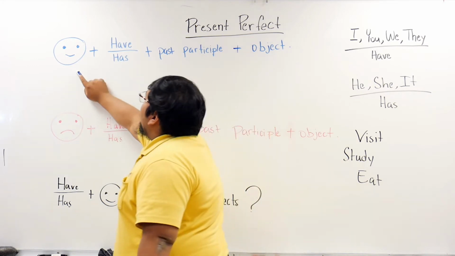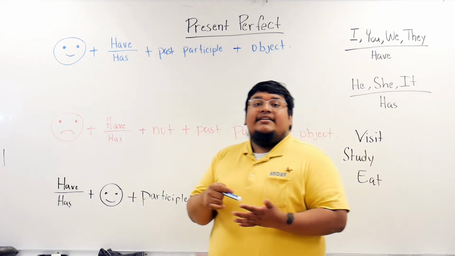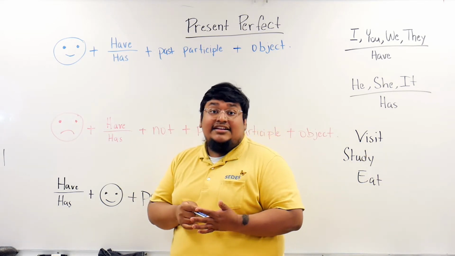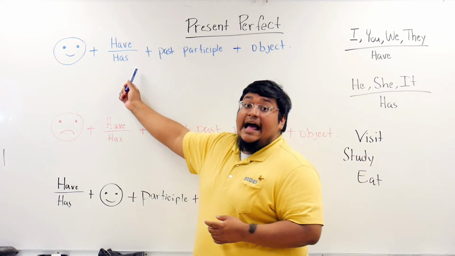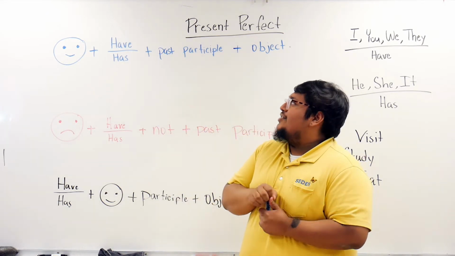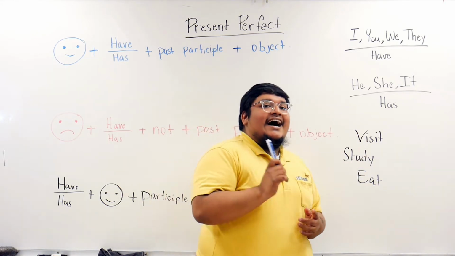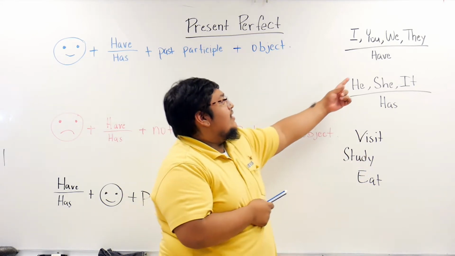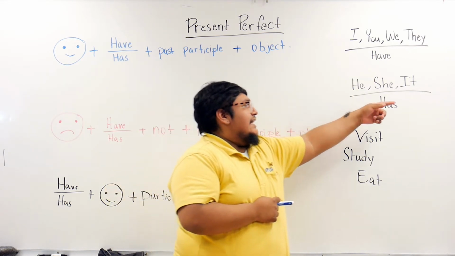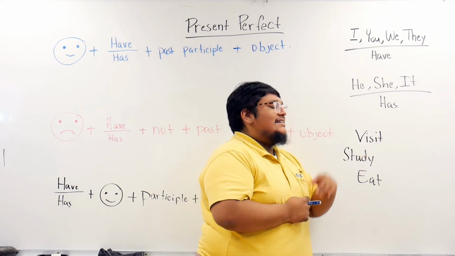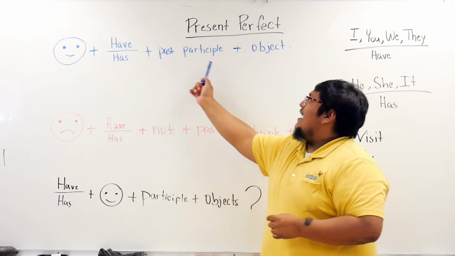So for this formula, we first want to start off with the subject, okay? It could be I, we, they, he, she, it, you, okay? And then you need to use the auxiliary word have or has. Now, how do you know which one you're going to use? Well, let's look at this side. If you are speaking in I, you, we, they, we have to use the auxiliary word have. Now, if we're speaking in the third person, he, she, it, we have to use the word has. Okay? And then we have the past participle.